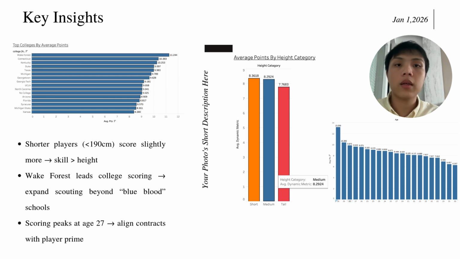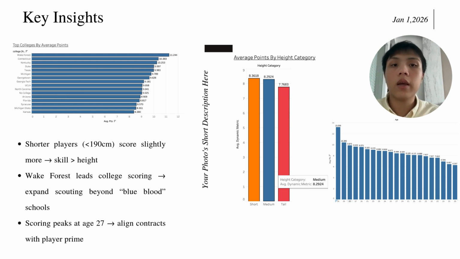First, shorter players under 190 centimeters tend to score slightly more on average, demonstrating that skill, agility, and offensive role are more often important than height. Examples include players like Michael Jordan, Kobe Bryant, and Stephen Curry, who achieve elite scoring despite being shorter than many of their peers.